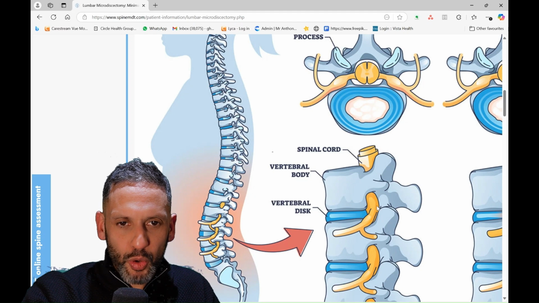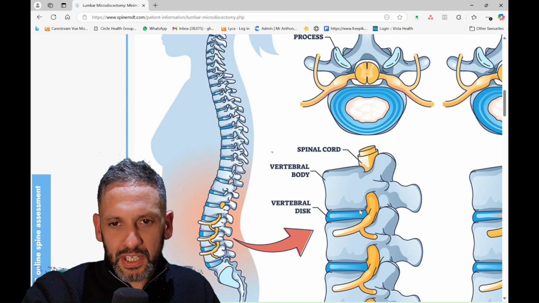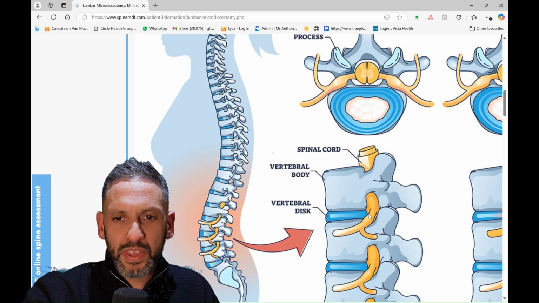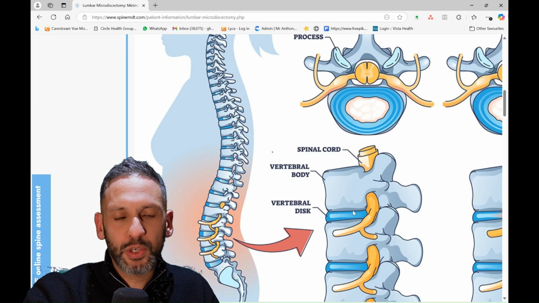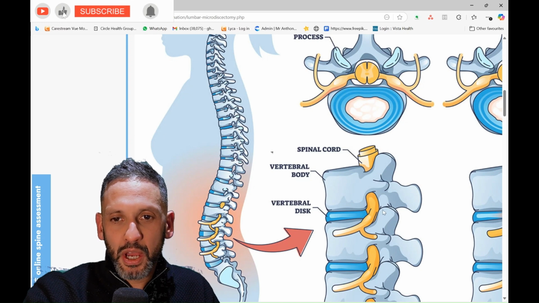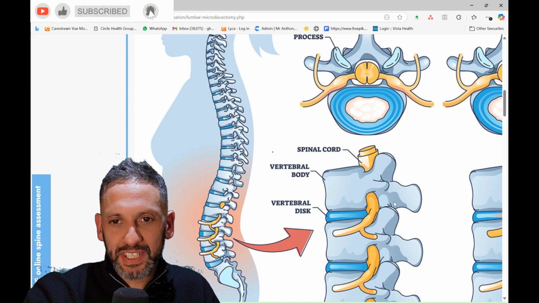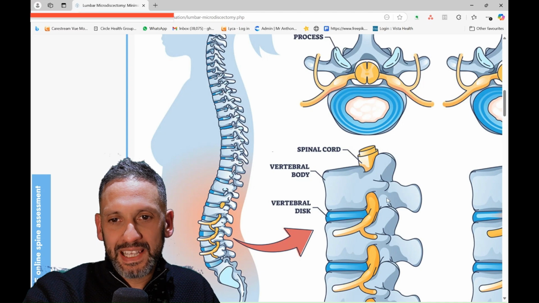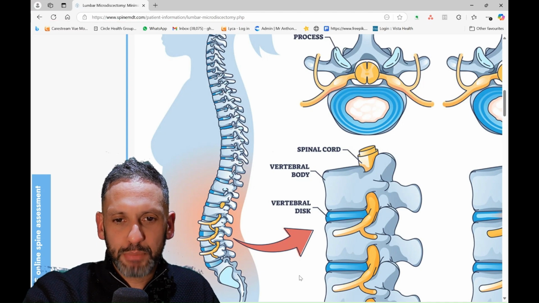Each block of bone is a cylindrical block with an arch of bone attached to the back. So here's the front, here's the back, and then they're joined together. They sit on top of each other, joined together with discs in between, which are little cushions. And then the arches at the back are joined together by joints called facet joints. And then there are also ligaments that kind of strap these bones together.